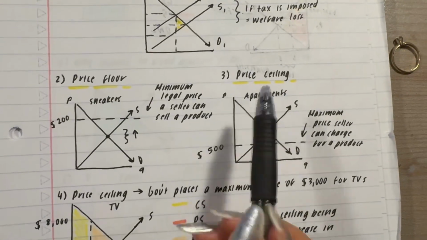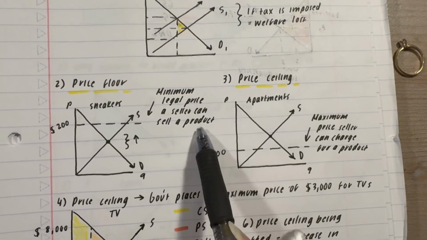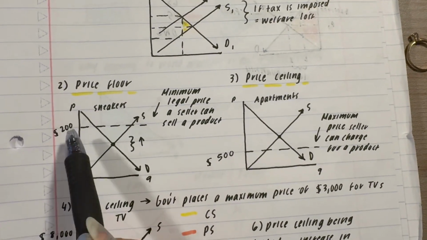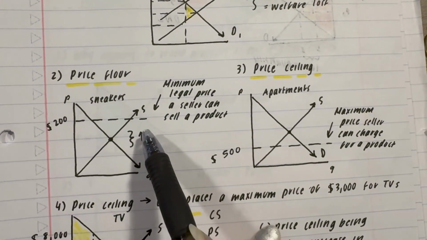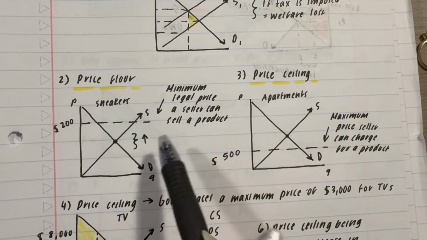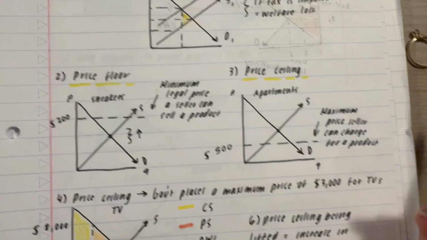A price floor is the minimum legal price a seller can sell a product for. So in this market for sneakers, that price would be $200. And this price has to be above the equilibrium point, or else it has no effect on the actual market.